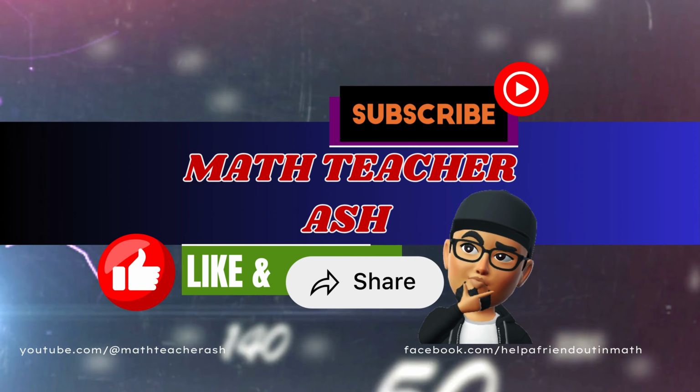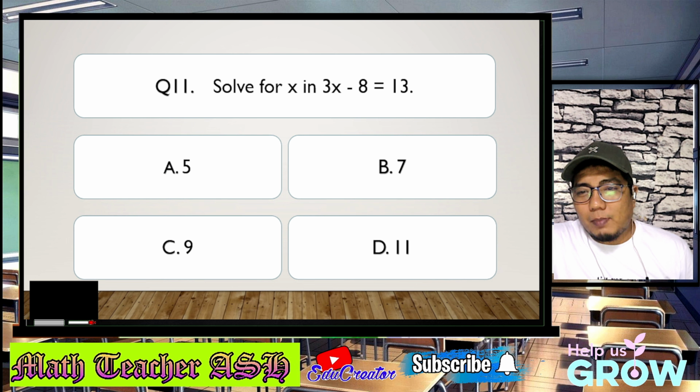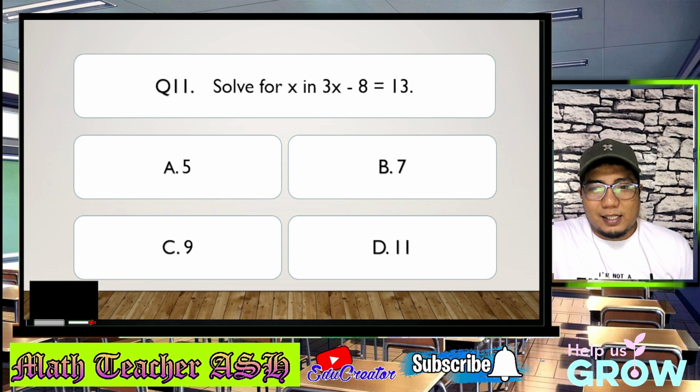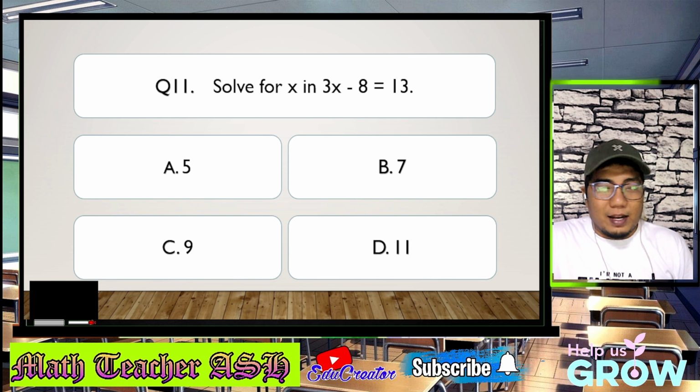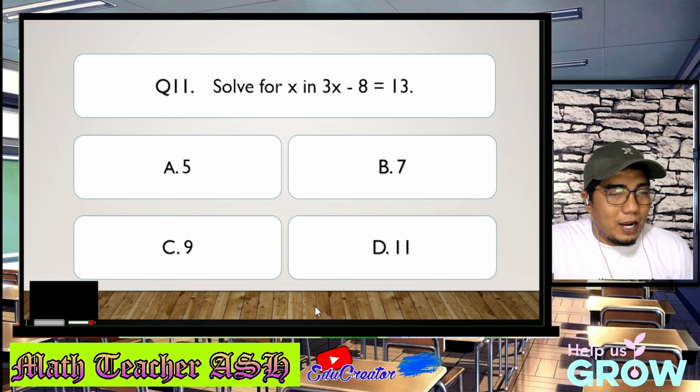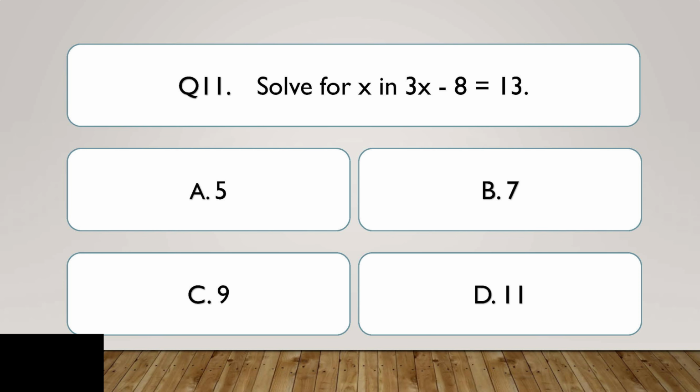Question number 11. Solve for x in 3x minus 8 is equal to 13. Is it A, 5, B, 7, C, 9, or D, 11? I'll give you 5 seconds to think about your answer. 5, 4, 3, 2, 1.